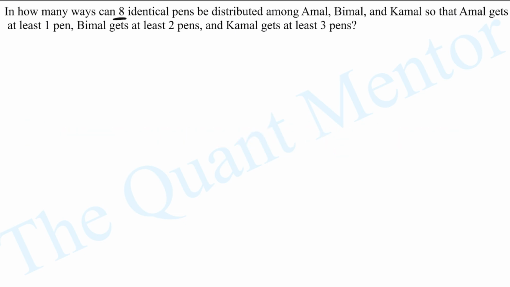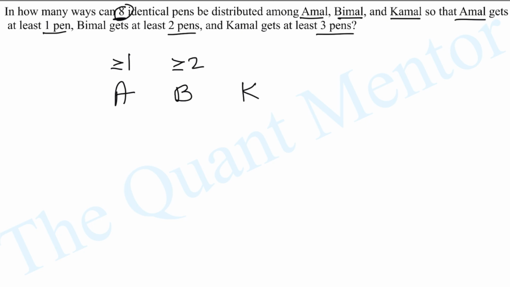In how many ways can 8 identical pens be distributed among Amal, Bimal and Kamal so that Amal gets at least 1 pen, Bimal gets at least 2 and Kamal gets at least 3 pens. So Amal, Bimal and Kamal are the 3 people. I need to distribute these 8 pens between these 3 people such that Amal gets at least 1, so Amal gets greater than or equal to 1 pen. Bimal gets at least 2, so greater than or equal to 2 pens. And Kamal gets at least 3, so greater than or equal to 3 pens.